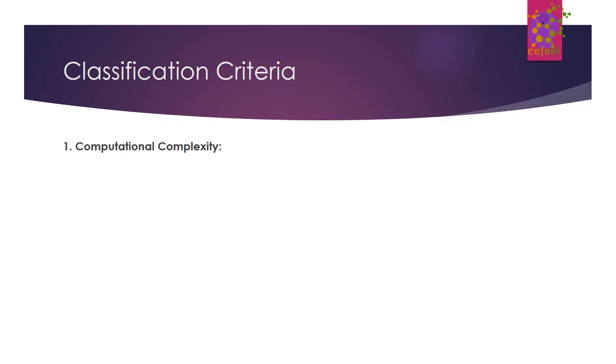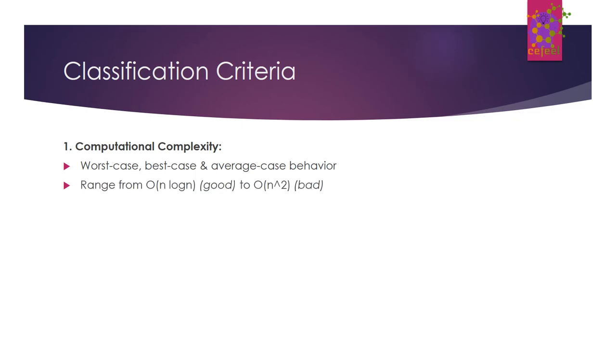The first one, which we also discussed just before, is the computational complexity. So how do we classify algorithms based on the computational complexity? Certain algorithms perform better, certain algorithms perform worse, and some may perform worse under certain conditions and better under other conditions. This is the worst case, best case, and average case behavior. Some algorithms are very good, which means they run in order n log n time, and worst, which is order n square. So usually the algorithms run from order n log n to n square.